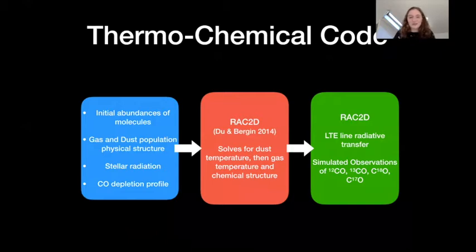So then moving on to the thermochemical code, we're using RAC2D. It takes in information about the physical structure of the disk, the radiation from the host star, chemical abundances, and for this project, we've initiated a CO depletion right at the start. So RAC2D then calculates the dust temperature in a nearly identical manner to RADMC-3D, if you're familiar with that. And it goes on to calculate the gas temperature and chemical structure over time. At the end of a model run, we can then use ray tracing techniques to create simulated observations for the molecules available to us, and we can then compare our model directly to the ALMA observations.